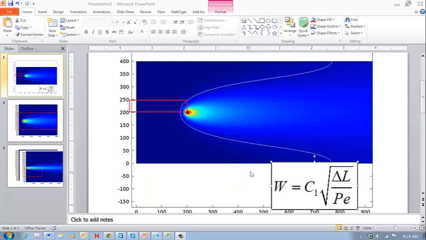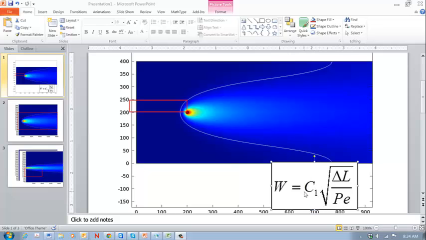So the homework assignment is to evaluate how well this simple equation characterizes the shape of this plume. What this says is that the width of the plume, measured like this, is equal to a constant times the square root of the distance from the source divided by the Peclet number.